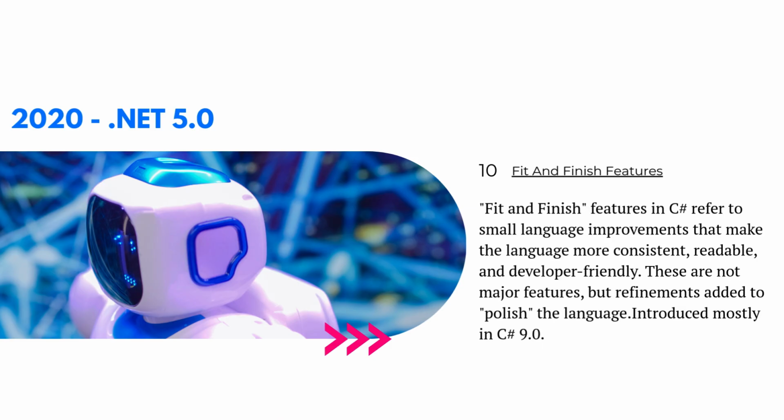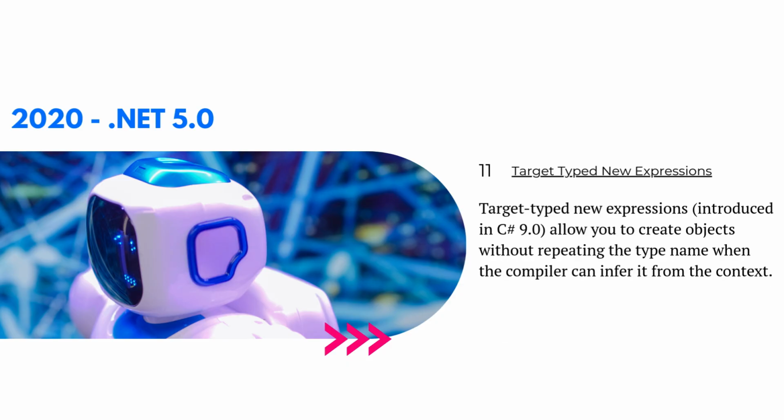Fit and finish features in C# refer to small language improvements that make the language more consistent, readable, and developer-friendly. These are not major features, but refinements added to polish the language, introduced mostly in C# 9.0. Target-typed new expressions, introduced in C# 9.0, allow you to create objects without repeating the type name when the compiler can infer it from the context.